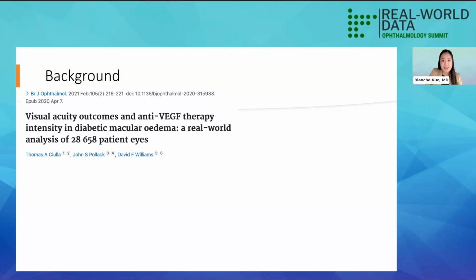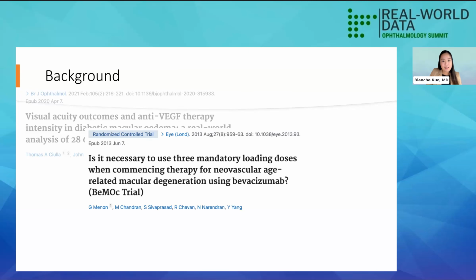So intravitreal anti-VEGF therapy is considered the first-line treatment for diabetic macular edema. And as we just heard, Chula and colleagues examined the real-world outcomes with anti-VEGF injections and said that outcomes consistently fell short of those seen in clinical trials, likely due to suboptimal dosing frequency. So Menon and colleagues showed that in neovascular AMD, loading doses correlated with better visual acuity outcomes, which has led to the idea that loading doses are necessary when initiating anti-VEGF therapy.